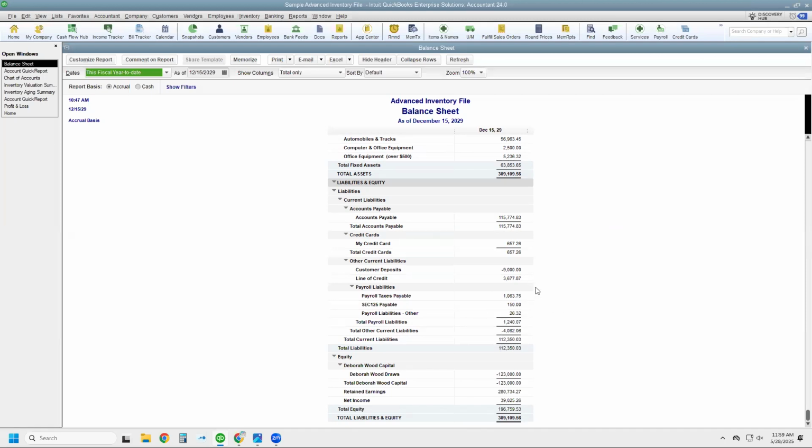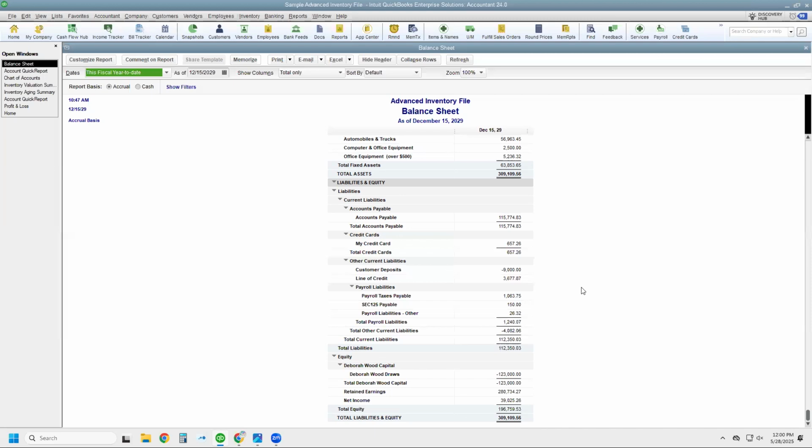But if I have payroll taxes payable, I should be able to go look in my payroll center and I should go see those as liabilities that are due. Keep in mind time frames. This is as of December 15th. If you made the payment on December 16th, of course, it's not showing here. Just keep that kind of stuff in mind. Same with sales tax, though. Does their sales tax payable tie to the sales tax liability center?